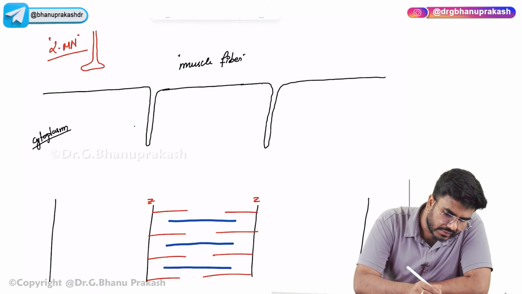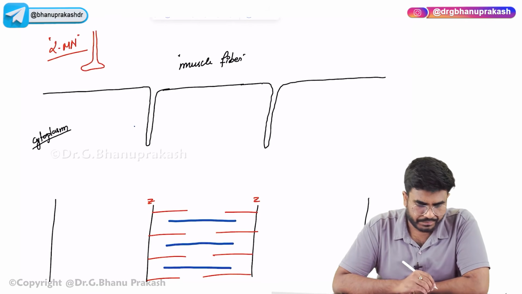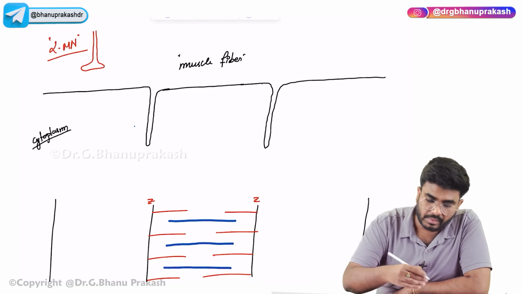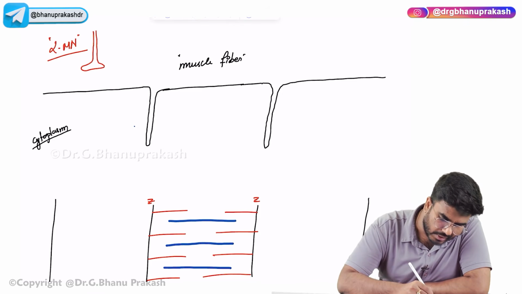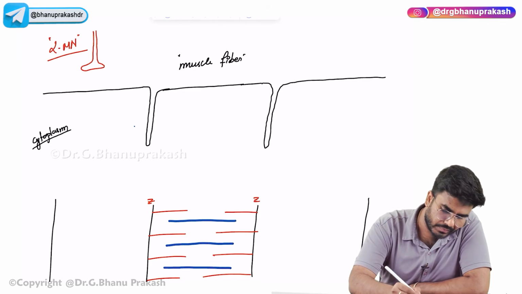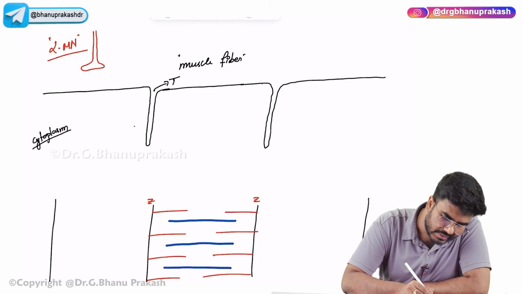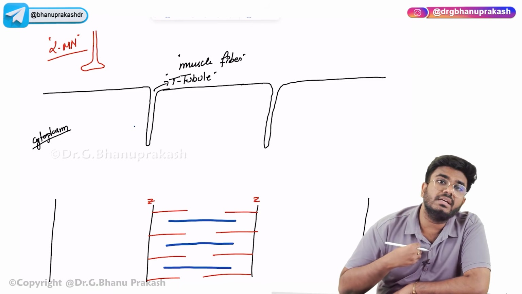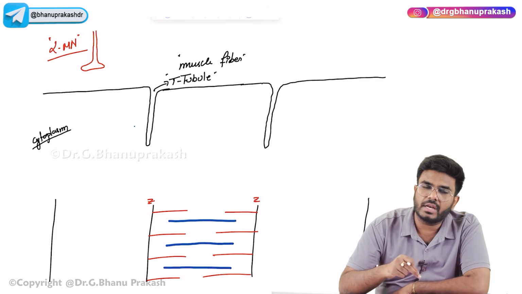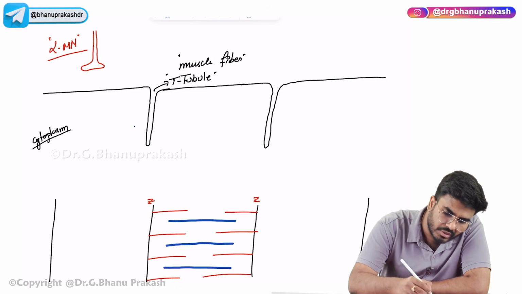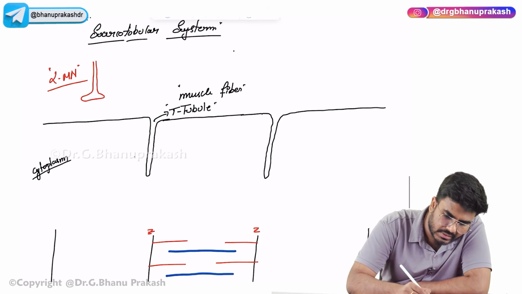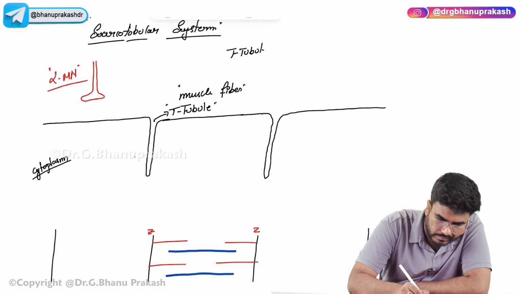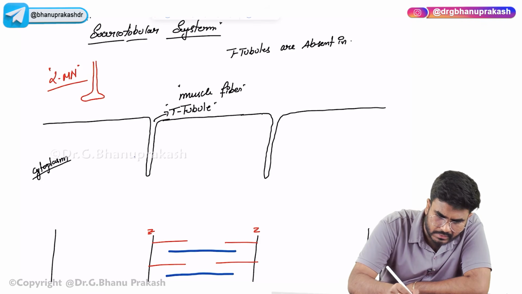Now, first let's concentrate on the sarcotubular system. What exactly is the sarcotubular system? Look, the muscle membrane is forming these invaginations, and this invagination is called a T-tubule. T-tubules are present in the skeletal muscle. Right now I am talking about the skeletal muscle. They are also present in the cardiac muscle. But important, these T-tubules are absent in smooth muscles.